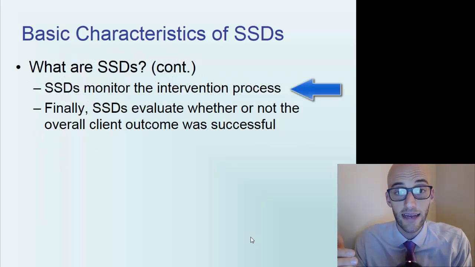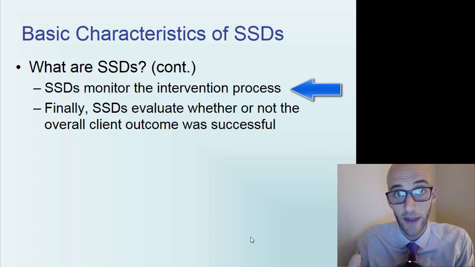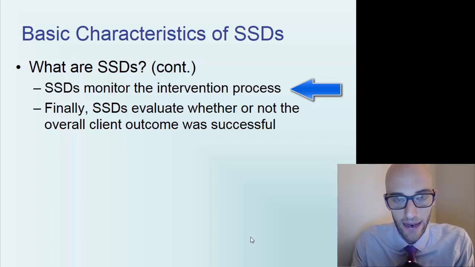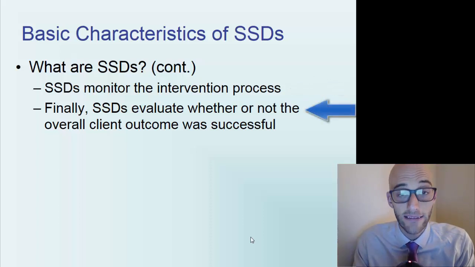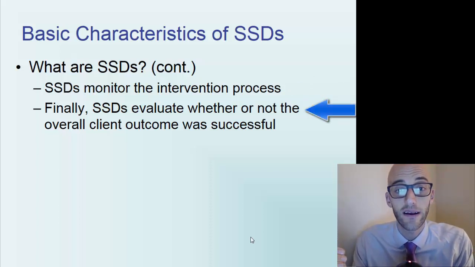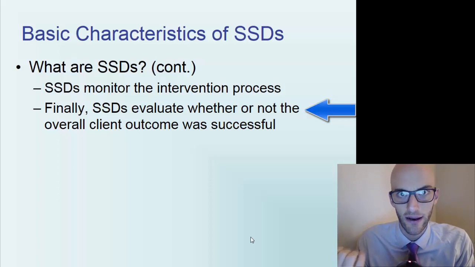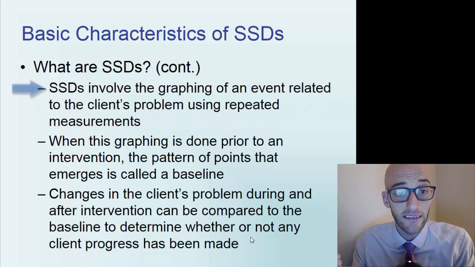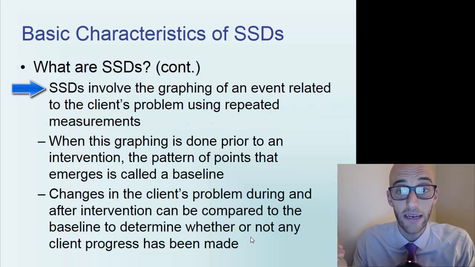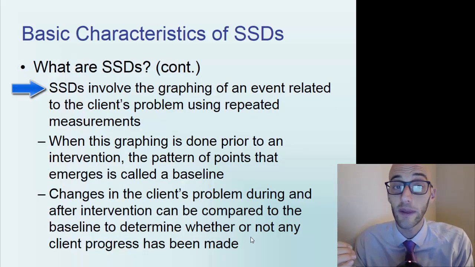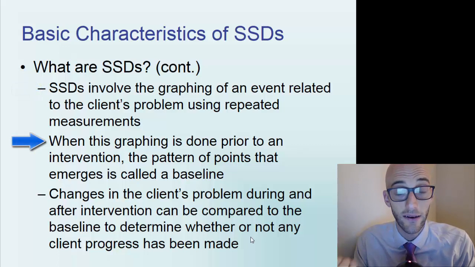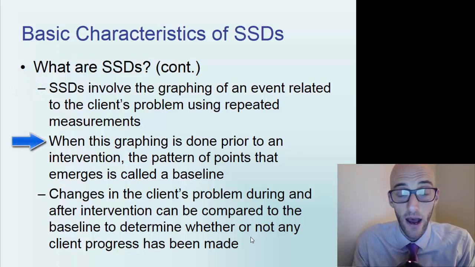Again, single system designs monitor a baseline, which is what would be expected without any type of intervention, and compare that to an intervention phase where we can see if our intervention is really having the intended impact that we would like it to. And finally, single system evaluation determines whether or not the client outcome was actually successful and quantifies that success. Some more basics of single system designs: they involve graphing of an individual client's problem using repeated measures. The graphing is done to show what the changes are from the baseline to the intervention phase, and if there are any patterns that may emerge from the data.